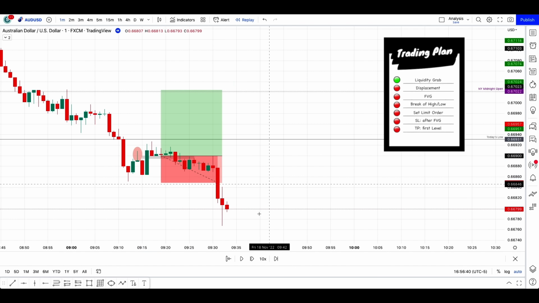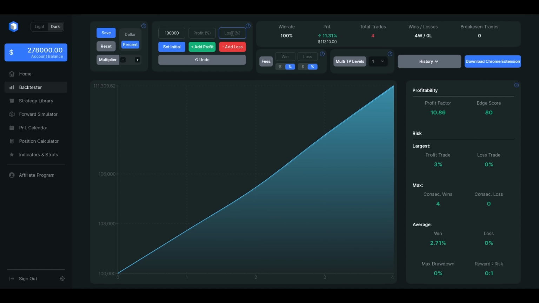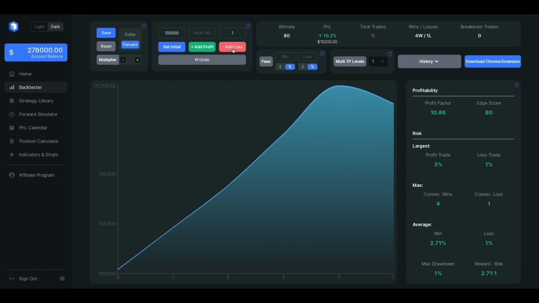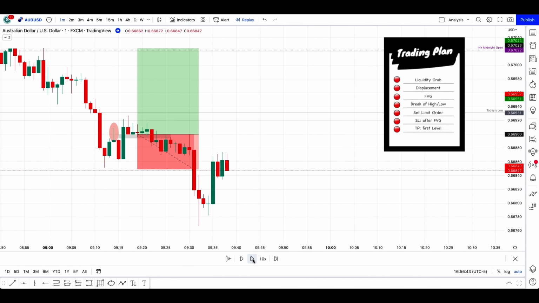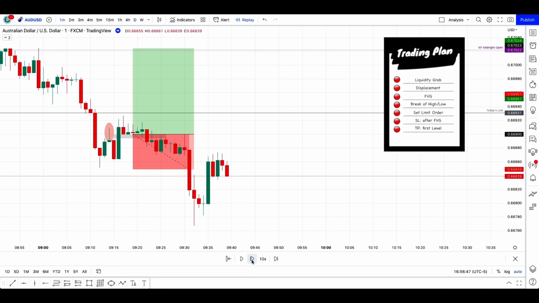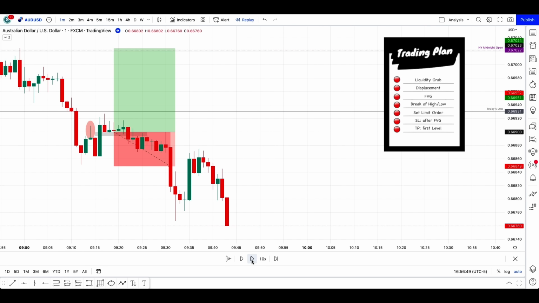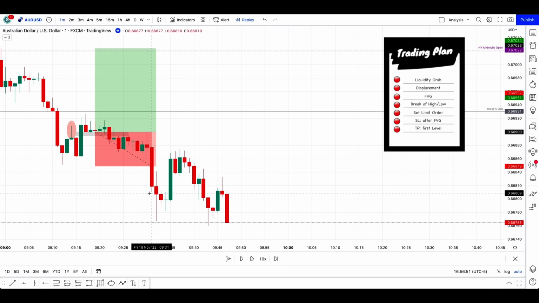Okay, so that's a loss. Sadly, this one was a loss, so 1%. So there was a fair value gap here, but no break of high here, and this saved us a loss.